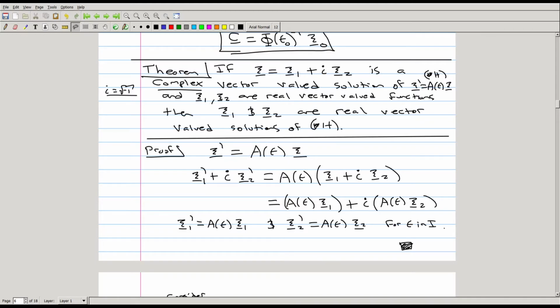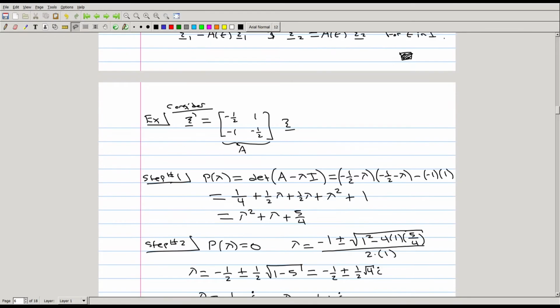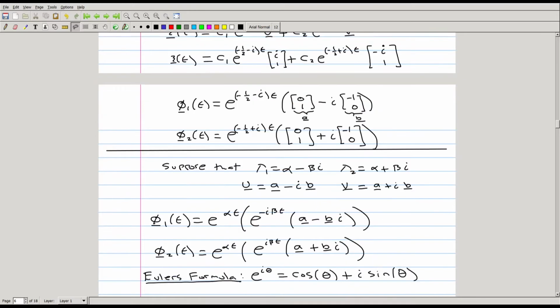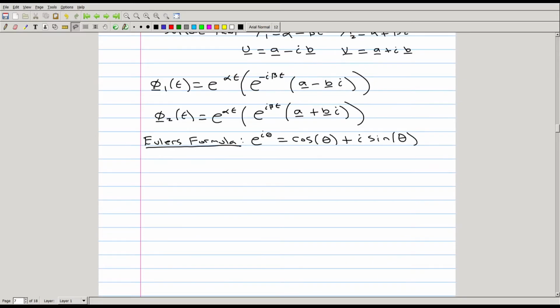And the idea here is that we're going to show that the real valued part of this phi1 and phi2, as well as the imaginary part, are both linearly independent solutions of our differential equation. So in order to do that, we need to find the real valued part and the imaginary valued part of phi1 and phi2 and kind of compare these two things. So this is why we're using Euler's formula here.